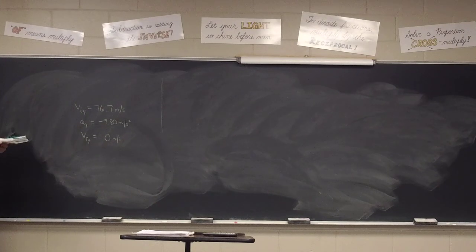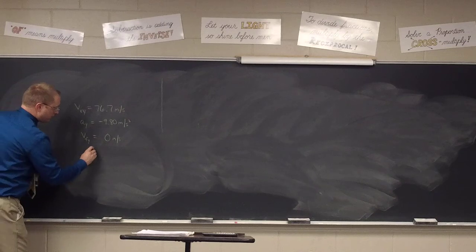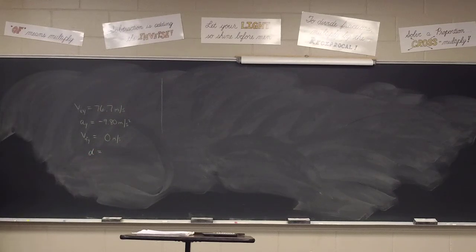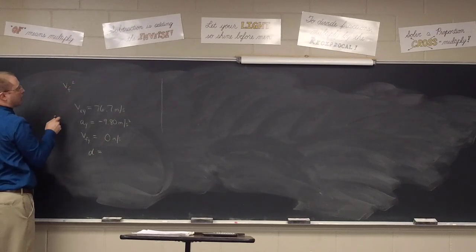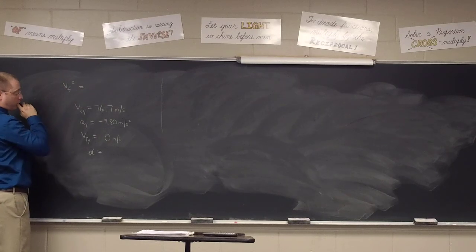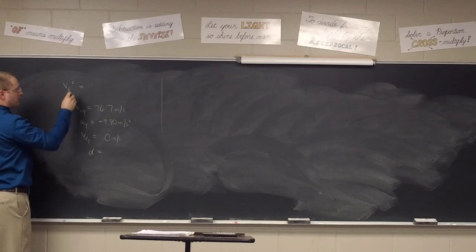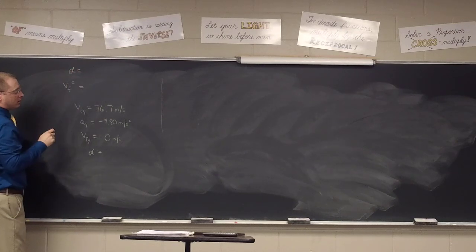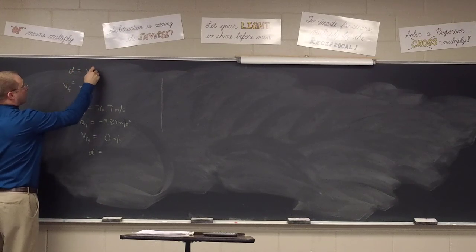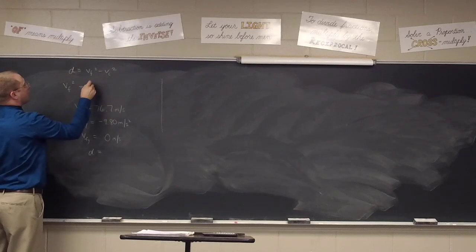And it says, letter A, how high does the arrow rise? It's looking for displacement. What equation do we need to find displacement here, Michael? VF squared equals, oh wait, hold up. We're going to do D. Am I changing it yet? I guess you can. D equals VF squared minus VI squared divided by 2A.